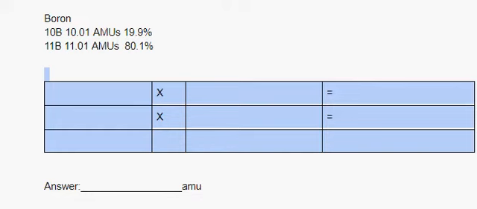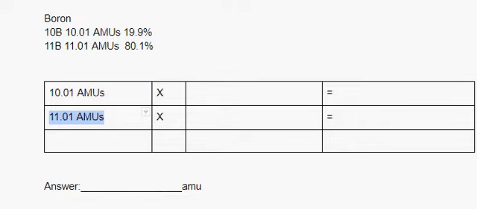Now, the first thing is, we have 10.01 AMUs, atomic mass units, and we have 11.01 atomic mass units for boron 11. Now we're going to multiply them by the percent, but there's a little trick that you seem to keep forgetting. A percent, 19.9%, is not 19.9, it's 19.9 per 100, so divided by 100. 80% is not 80, it's 80 divided by 100.